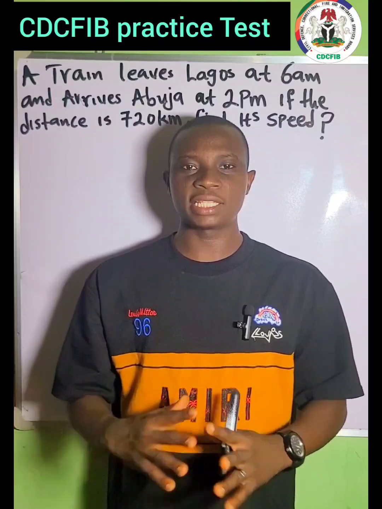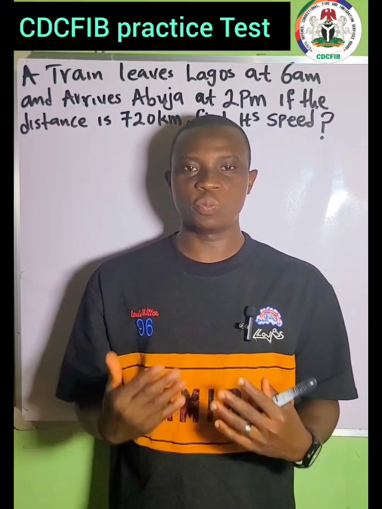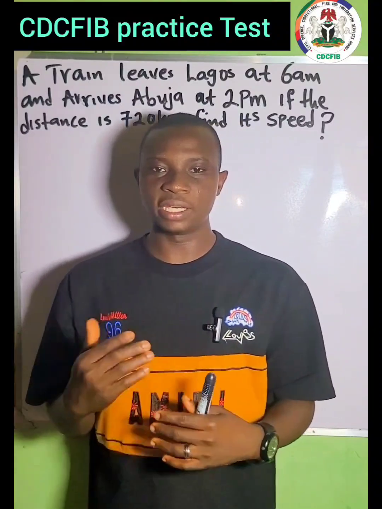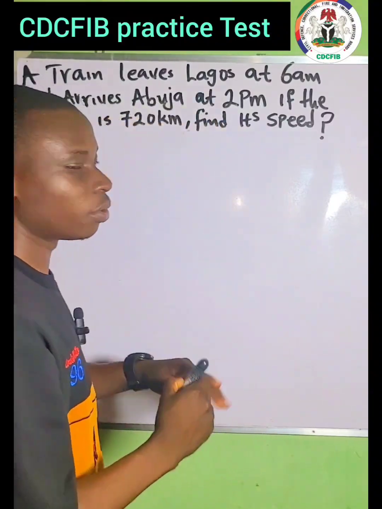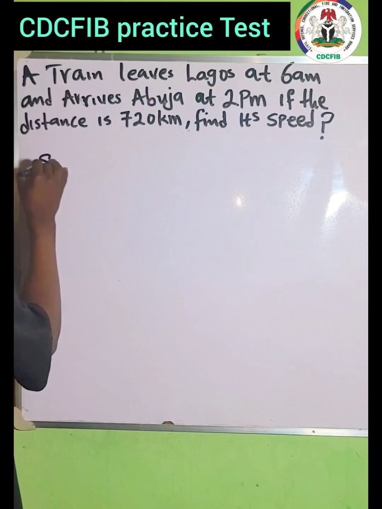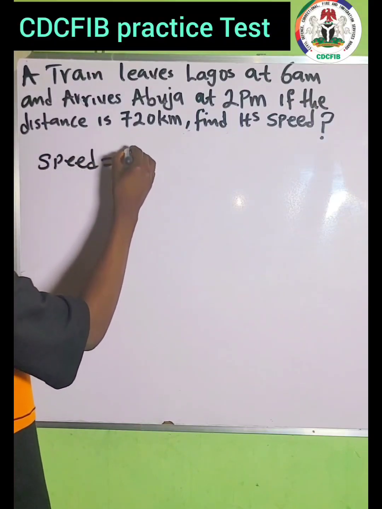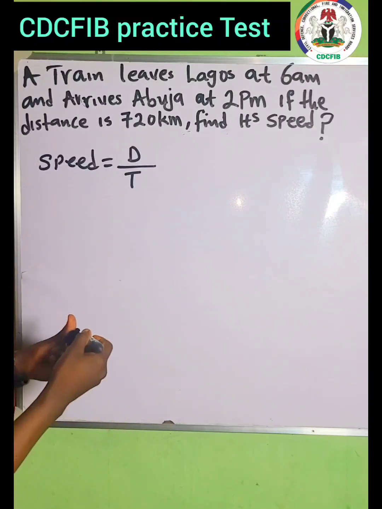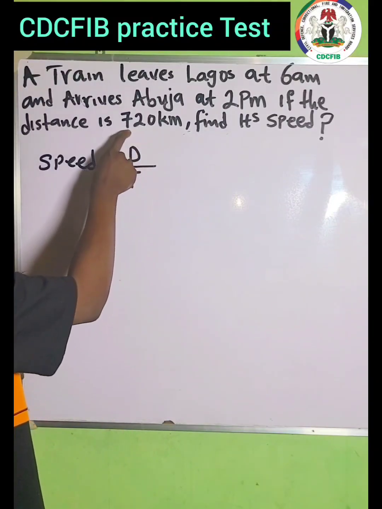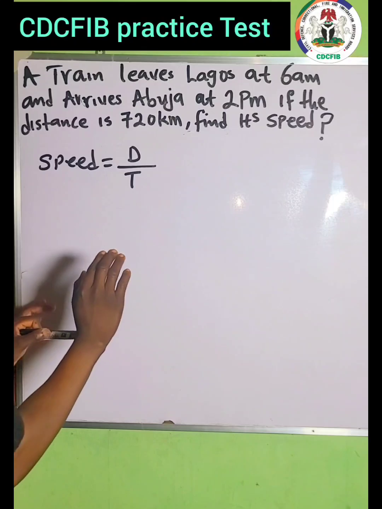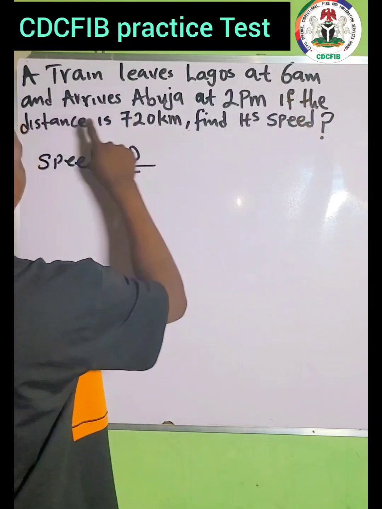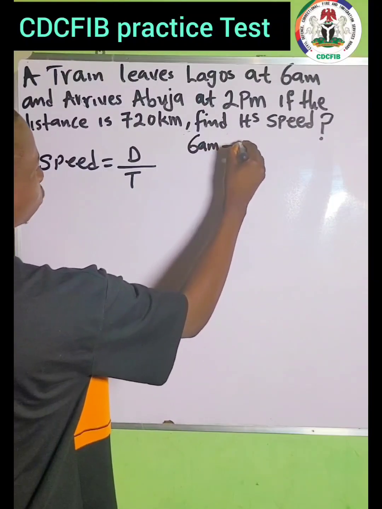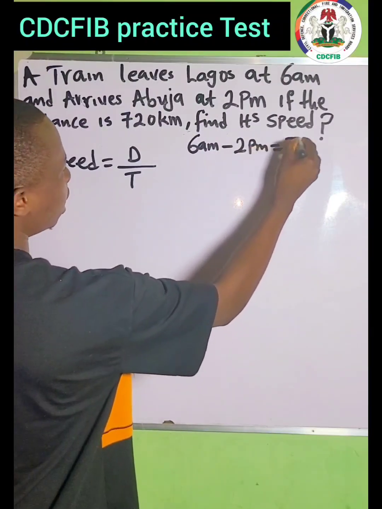A train leaves Lagos at 6 a.m. and arrives in Abuja at 2 p.m. If the distance covered is 720 kilometers, then we are asked to find the speed. The first thing we need to do is to recall the formula used to calculate speed. Speed is equal to distance in kilometers all over time in hours. If you look at the question, the distance is clearly given as 720 kilometers, but the time traveled is from 6 a.m. to 2 p.m. Now we're going to get the hours from here. From 6 a.m. to 2 p.m. is going to give us 8 hours.